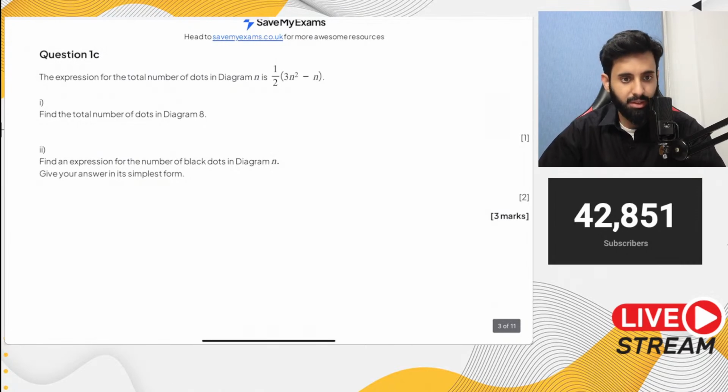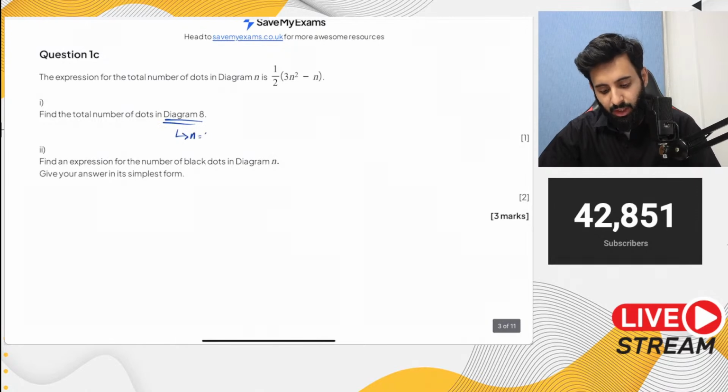In the first part, the question is asking to find the total number of dots in diagram 8. That's pretty simple. If you're talking about diagram number 8, that means n is equal to what? n is equal to 8. So you take n and you plug it in over here.